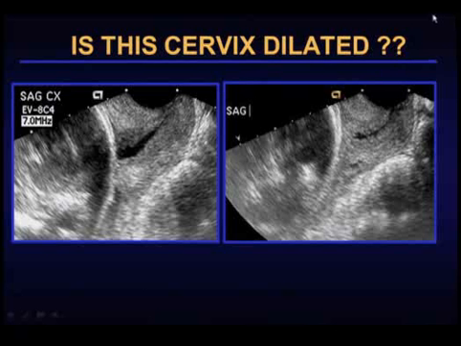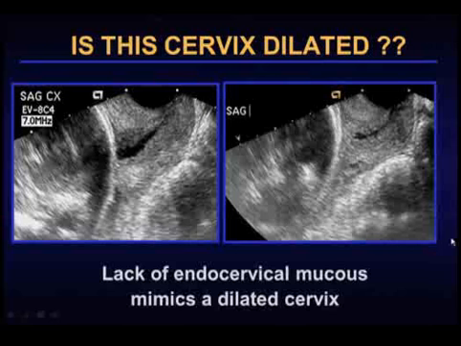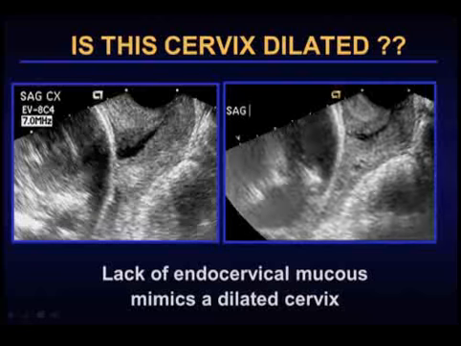Now, let's flip the page and see if the opposite might occur, where you might think the cervix is abnormal in terms of fluid in it or distension, and it's really not, okay? A false positive diagnosis. Let's look at some examples. This cervix looks like it might be dilated because it looks like there could be fluid in the endocervical canal.